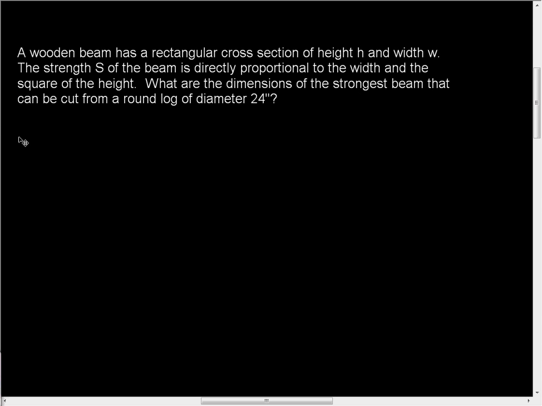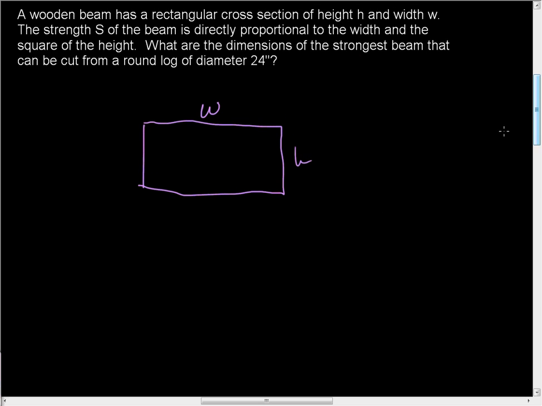Okay, well now, first things first, let's go ahead and draw a picture. Alright, so I've got a beam, and I've got a width, and I've got a height. Okay, and now my strength S of the beam is directly proportional to the width and the square of the height. So directly proportional means one goes up, the other goes up.